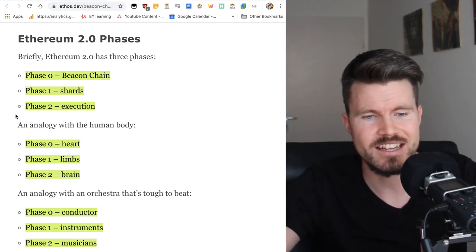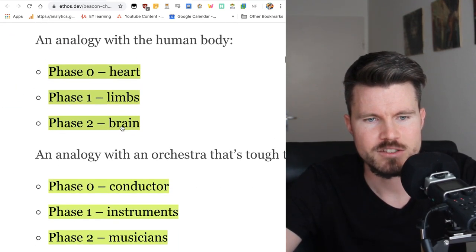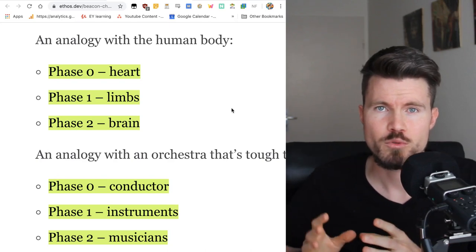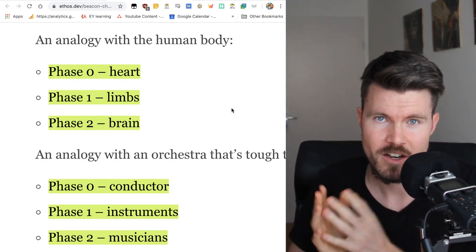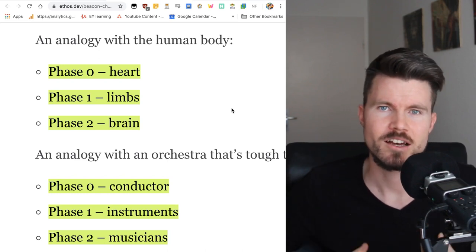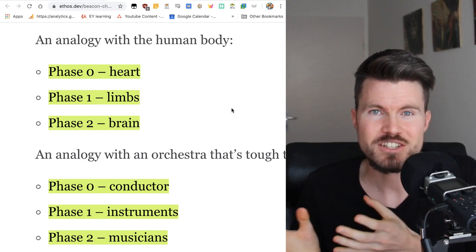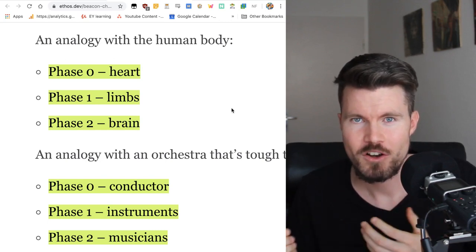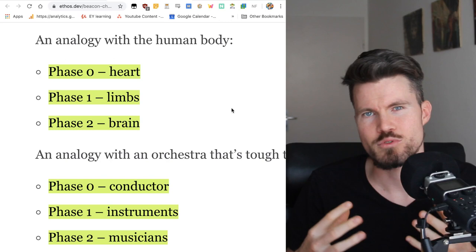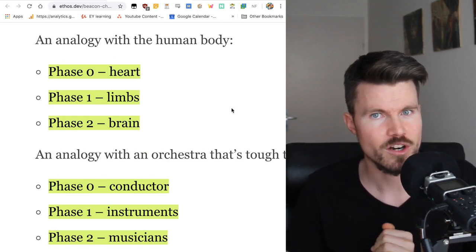The first analogy I found was with the human body. Basically, the phase zero upgrade would be the heart pumping blood through the whole body, making sure that oxygen is in all the limbs. Phase one is the limbs of the human body, and phase two is the brain of the operation, making sure that all the transactions work.